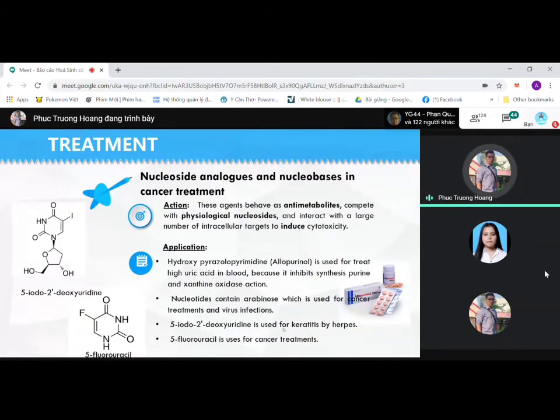5-iodo-2-deoxyuridine is used for keratitis by herpes. And the last one, that is 5-fluorouracil, is used for cancer treatment.